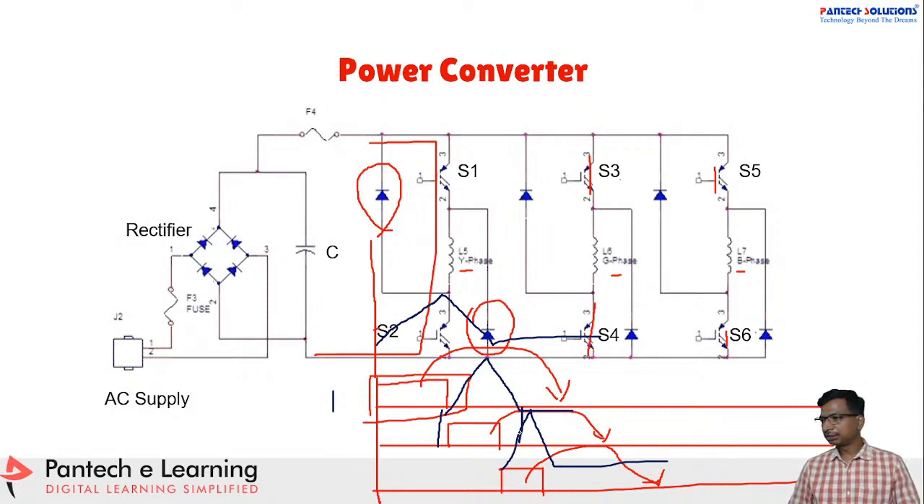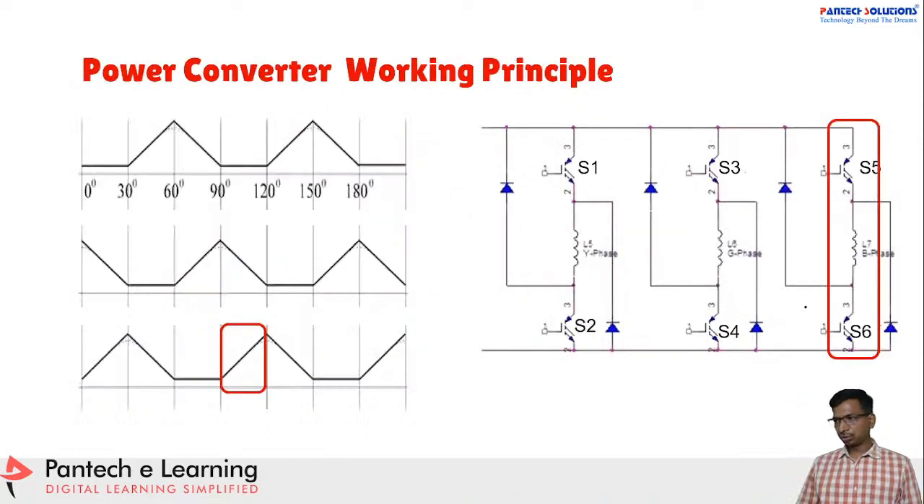Thank you, participants. So no, the short circuit will not happen, because here the short circuit will not happen. Thanks for your comment. The diode is to dissipate the energy stored in the inductor. So the diode helps us to dissipate the energy stored in the inductor.